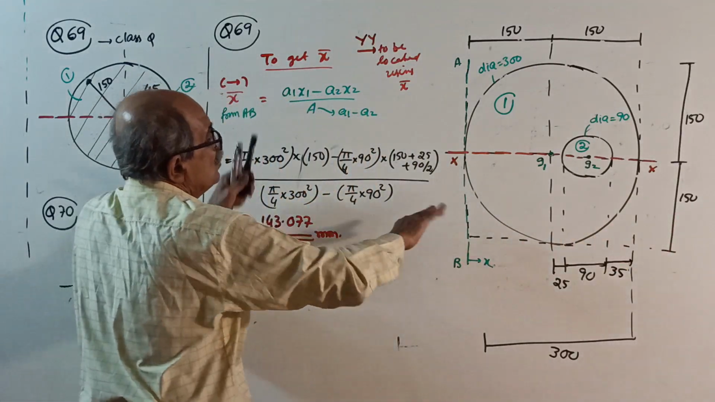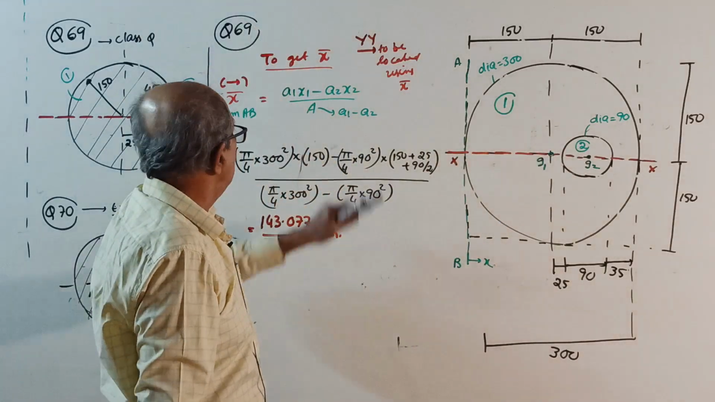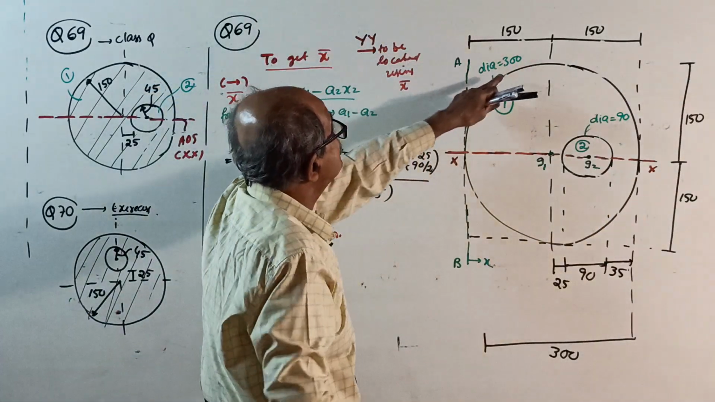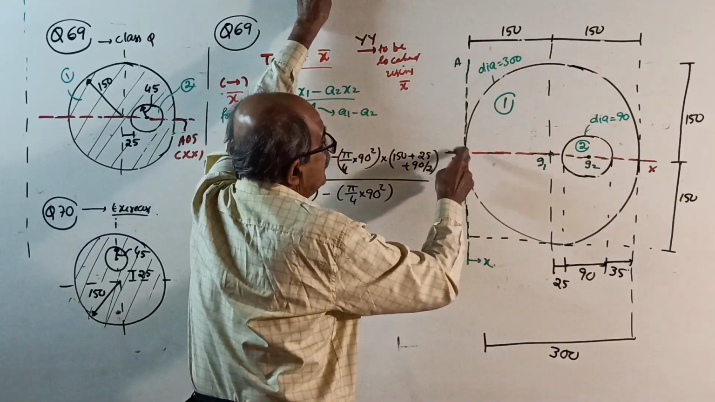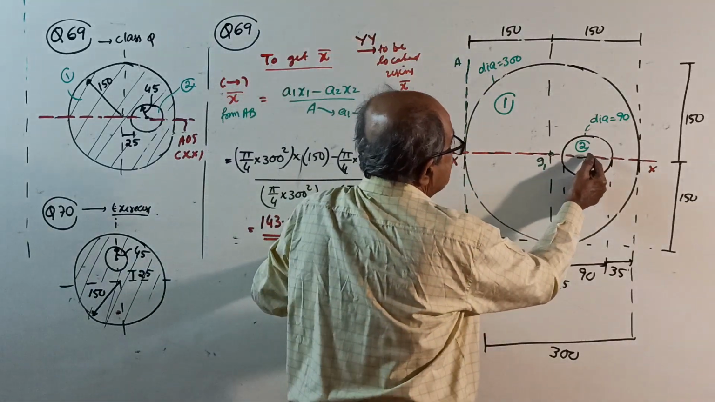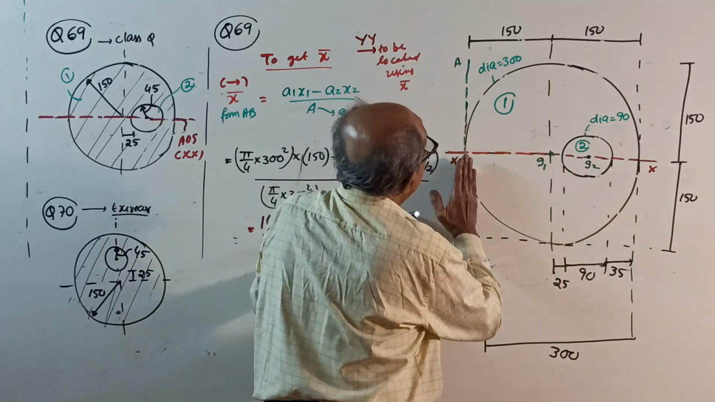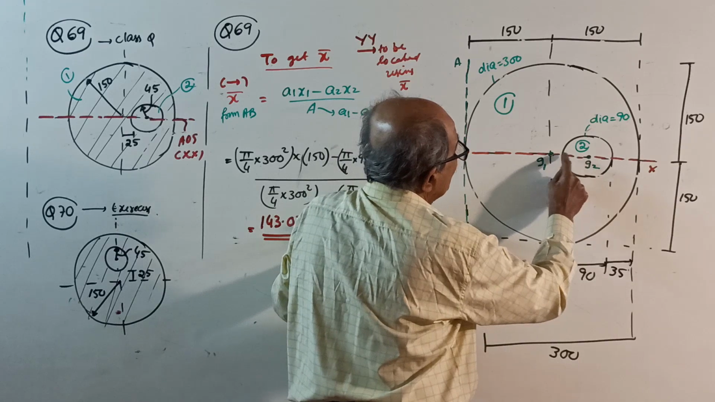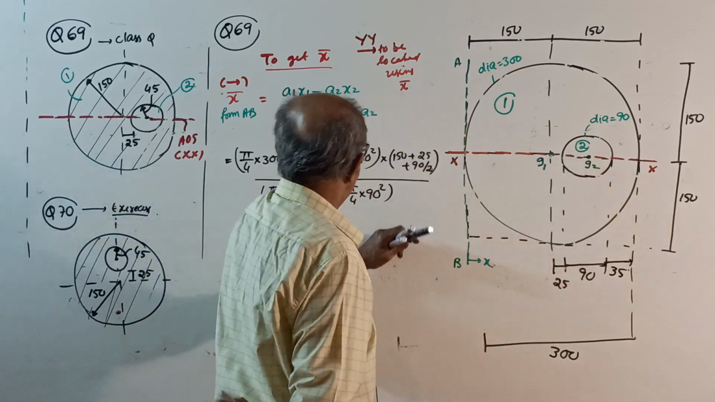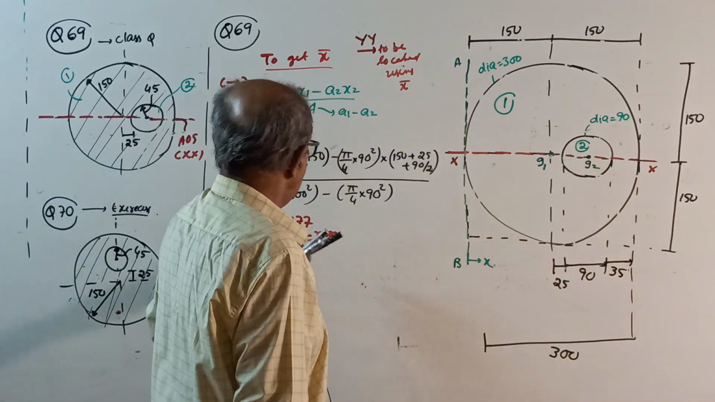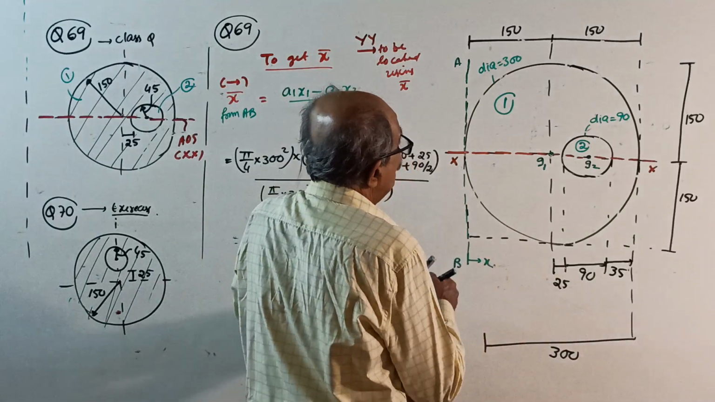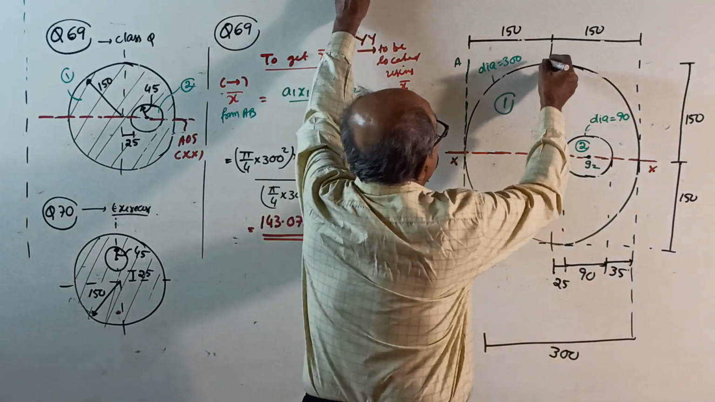You find x bar from the reference vertical line AB, this side. Start. X bar equals A1 x1 minus A2 x2 divided by area A1 minus A2. A1 is pi by 4 of 300 square into x1, 150, minus A2, pi by 4 of 90 square, into x2, its centroid from here: 150 plus 25 plus half of 90, divided by A1 minus A2. X bar will come 143.077. So mark now, 143.077 means it will be somewhere here.